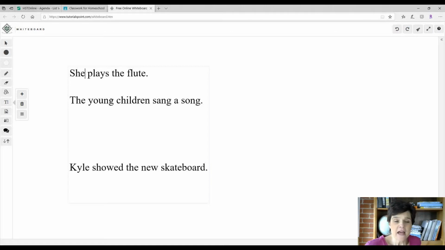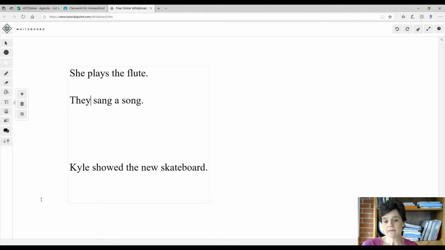So let's look a little bit more. The young children sang a song. Okay, what could we use to replace it? Well, children is singular or plural? It's plural. This is your verb, so that means the young children is your whole subject. So what pronoun could we use to replace the young children? How about they? That could work, because they is a subject, plural pronoun. It's in the subject. It's plural. They sang a song. So all that makes sense.